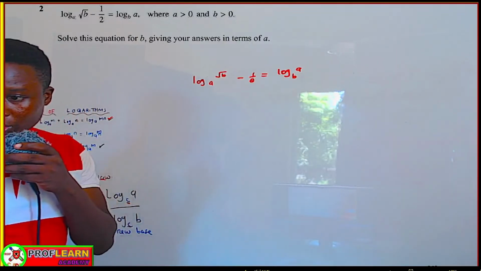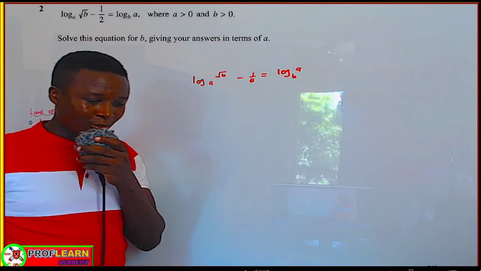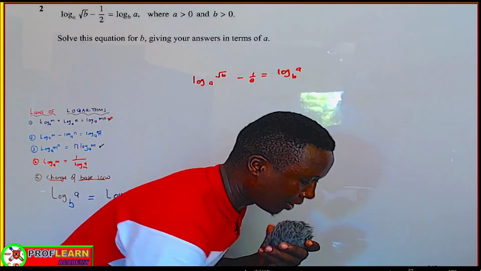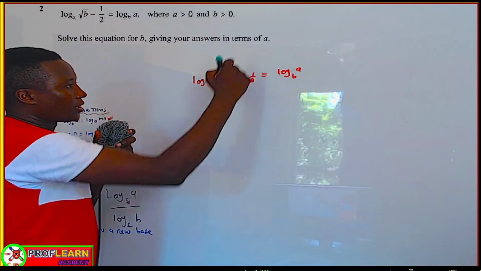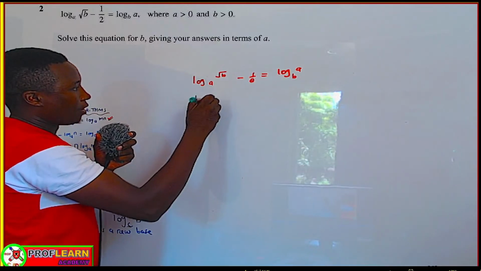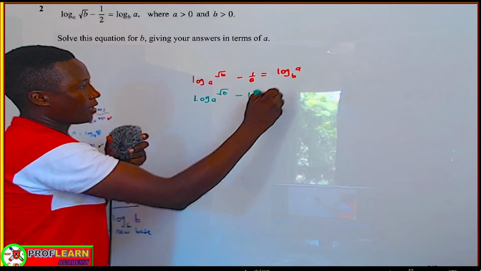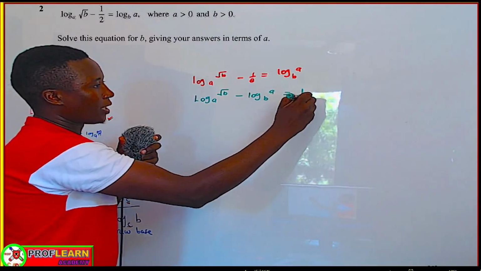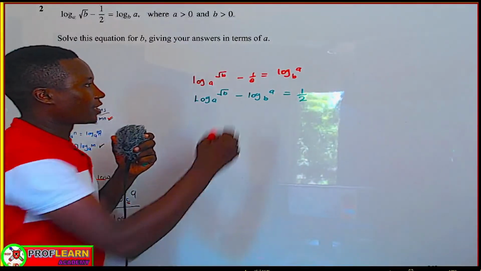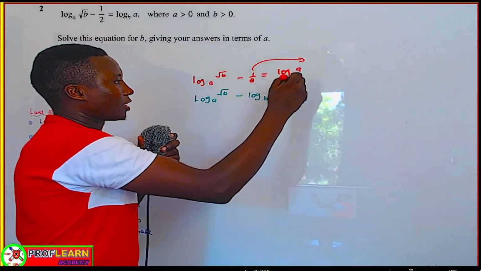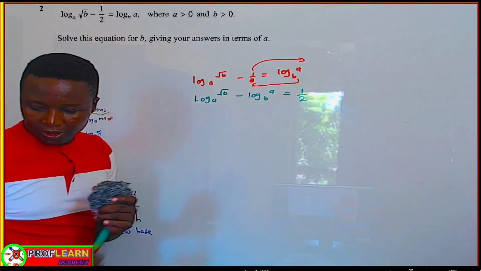So we are supposed to solve the equation for b in terms of a, but we have to ensure that the bases are actually the same. So we are going to write this: let me just bring this on this side and take the half on the other side. So we shall have log root b base a minus log a base b is equal to a half. What I've just done is taken this number on the other side of the equal sign, so that we can have it in that format.